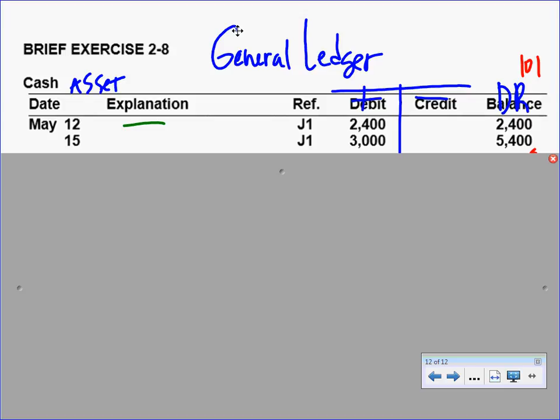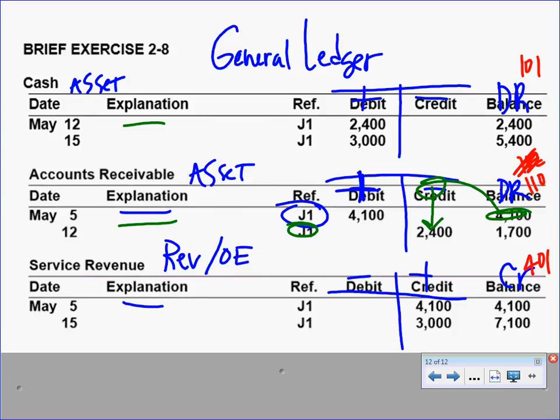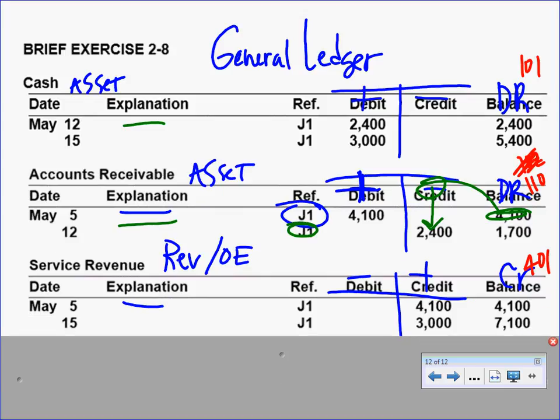Had it been in the credit column, what would we have had to do? Subtract. And then cash would have gone negative. The other half is service revenue. We're just adding to how much money we've made. What do you think? A lot of numbers going a lot of places.